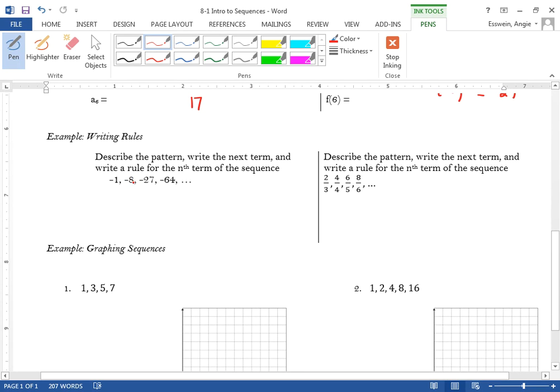sequence, -1, -8, -27. You can see that there's always a negative in front, so that's easy to take care of. We want to find the rule, so I want to know what a sub n equals, and I want to write it in terms of n. But compare, n is 1 here, 2 here, 3 here, and 4 here. So how do we go from these term numbers to get these? And it's not completely obvious.